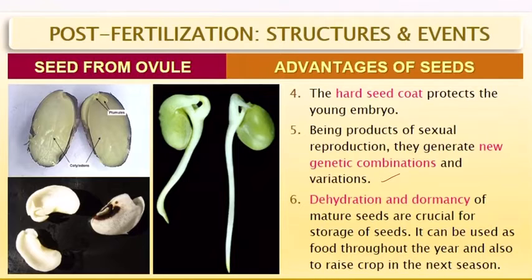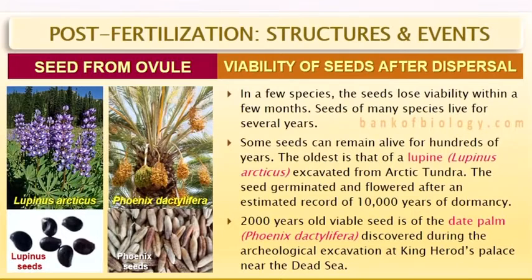Dehydration and dormancy of mature seeds are crucial for storage of seeds. It can be used as food throughout the year and also to raise a crop in the next season. We are using so many seeds as our food, and we are also using the seeds for the next season's crop. In a few species, the seeds lose viability within a few months. Seeds of many species live for several years, as I said, because of seed dormancy.